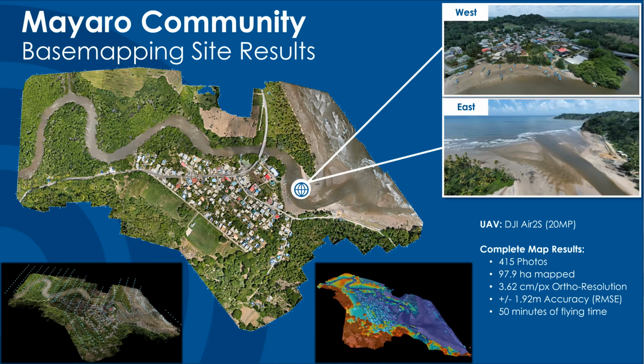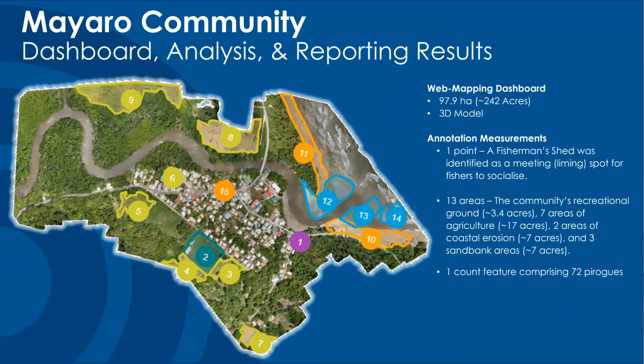In terms of the reporting and the analysis, this photo gives you a clear indication of some of the annotations that were done. We also captured a number of agricultural areas. We had number one, which was the fisherman, that is like an alignment spot for the fishers. Everybody would come there. We wanted to pinpoint that because that is generally the go-to.